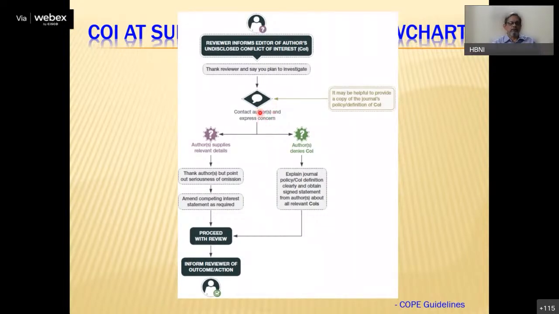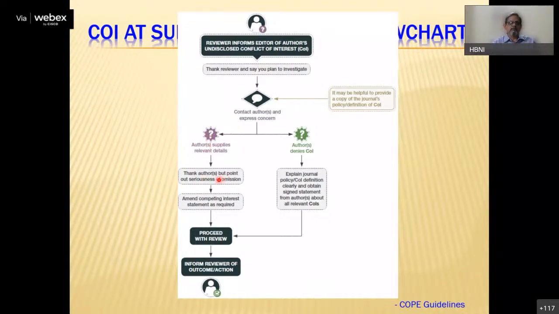And also in that same message, he will provide a copy of the journal's policy concerning conflict of interest. Now, there are two possibilities. The author replies with certain details, or the author denies that there is a conflict of interest. Now, suppose the author replies saying that yes, there is a conflict of interest and supplies some relevant details. Then what should the editor do?